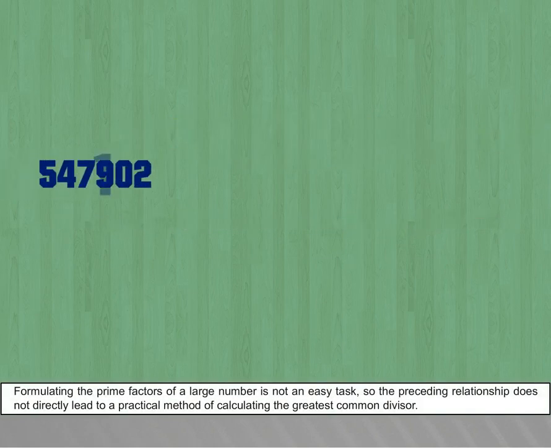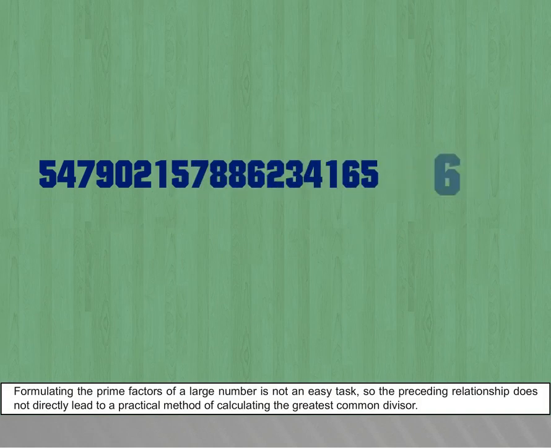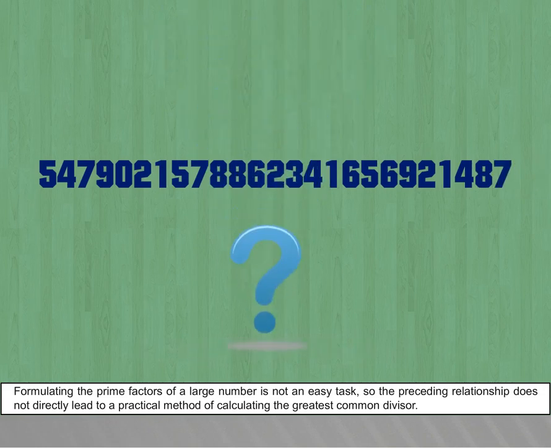Factorizing a large number into primes is not an easy task, so the preceding relationship does not directly lead to a practical method of calculating the greatest common divisor.